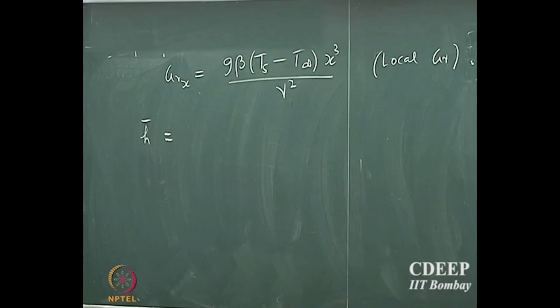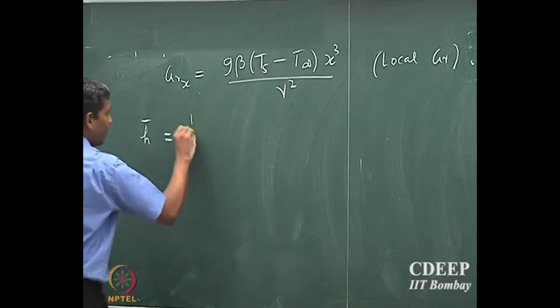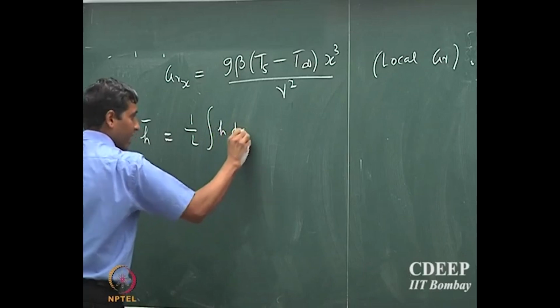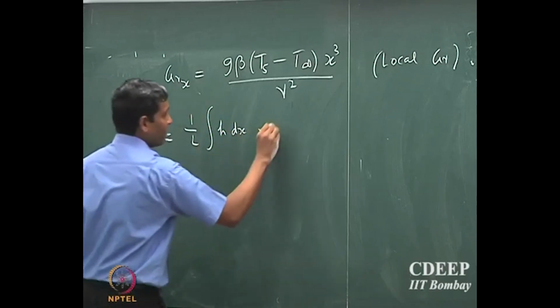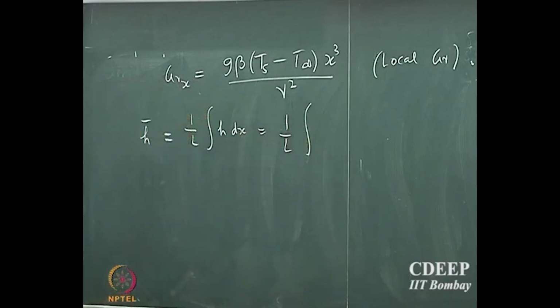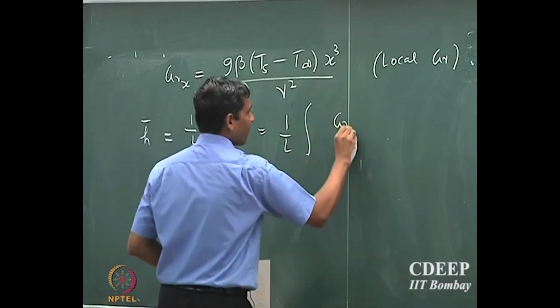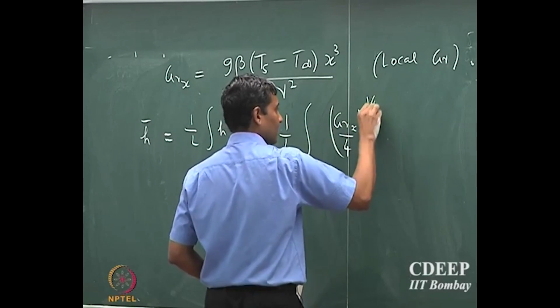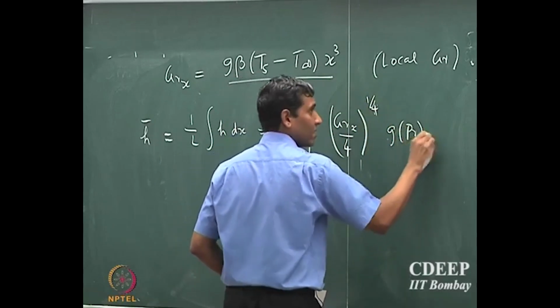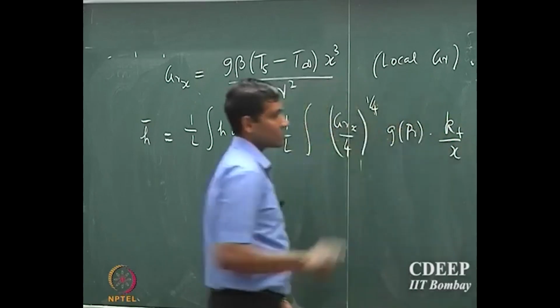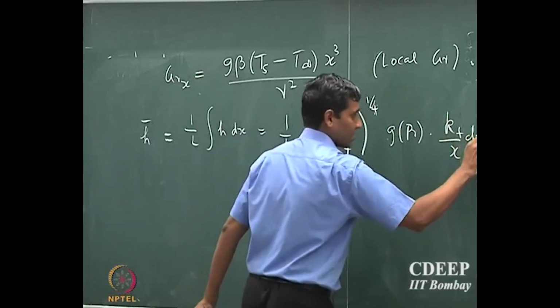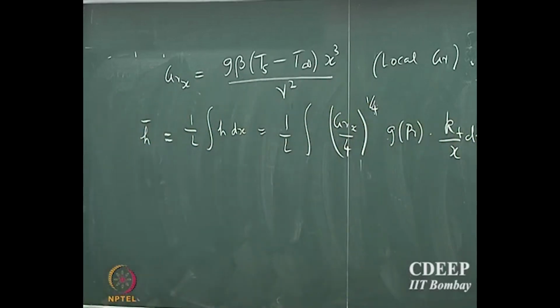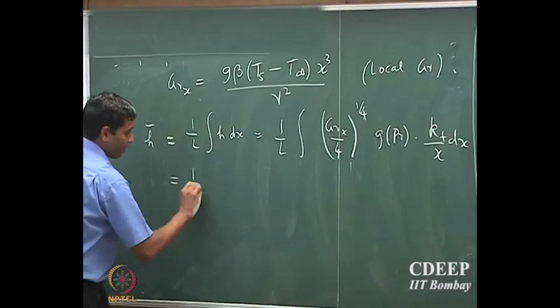We want to find the average heat transport coefficient, and that's simply given by 1 by L integral of h into dx. So that will be 1 by L integral from 0 to L. From the Nusselt number, we can use that expression to find out the local heat transport coefficient. That will be Grashof number by 4 to the power of 1 by 4 into a function of Prandtl number into Kf by x into dx. So that's the local heat transport coefficient.